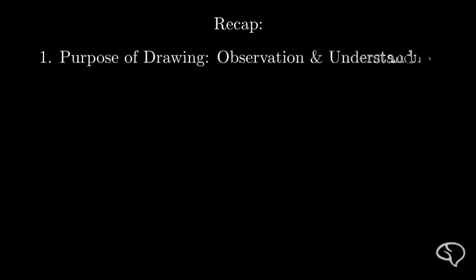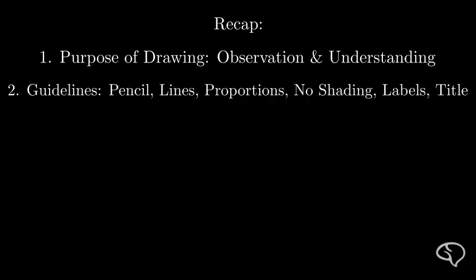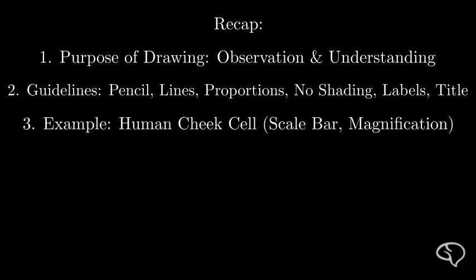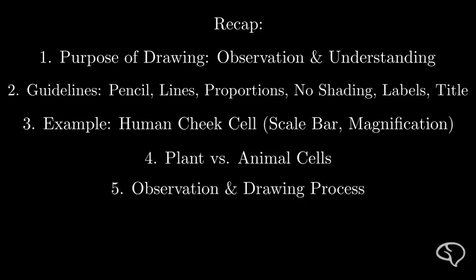Let's quickly recap what we've learned today. We started by understanding that drawing is a powerful tool for learning and observation in biology. We then covered the key guidelines for biological drawings. Use a sharp pencil, clear lines, correct proportions, no shading, proper labels, and an informative title. We saw how to apply these rules to draw a human cheek cell, including the use of a scale bar and the calculation of drawing magnification. We compared the structures found in plant and animal cells, noting the presence of a cell wall and large vacuole in plant cells. And finally, we discussed the process of observing and drawing from both microscope slides and photomicrographs.